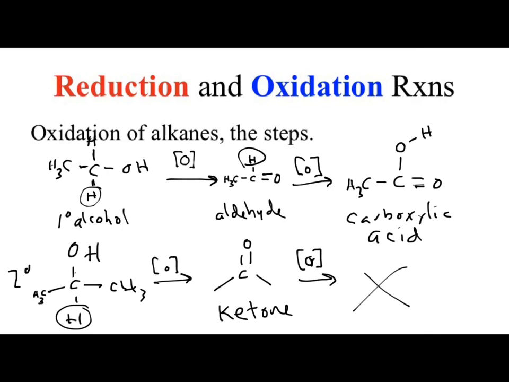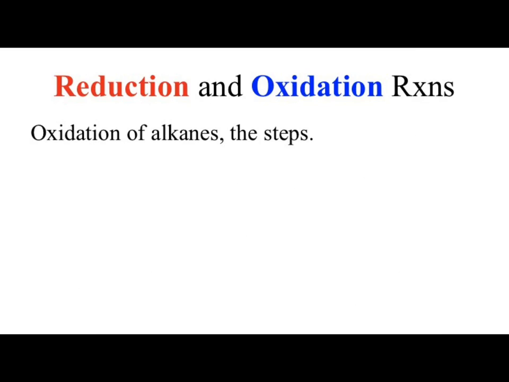So our lesson: primary alcohol, we can oxidize to an aldehyde and a carboxylic acid. Secondary alcohol, we can oxidize to a ketone, and it stops at the ketone. Is there another type of alcohol I could draw? We could look at a tertiary alcohol. So let's go ahead and see what happens if I've got a tertiary alcohol and I try and oxidize it.